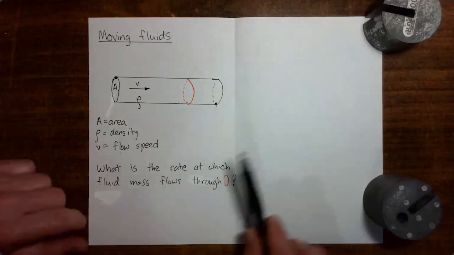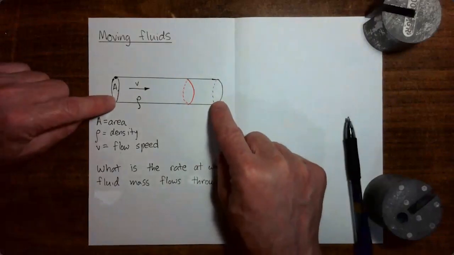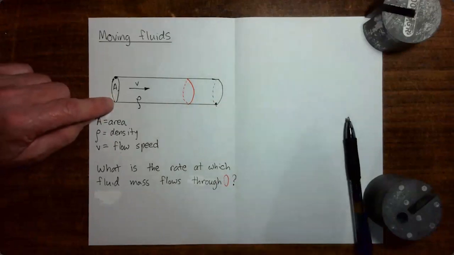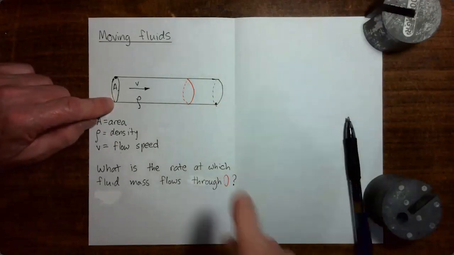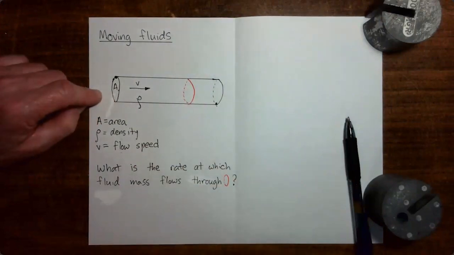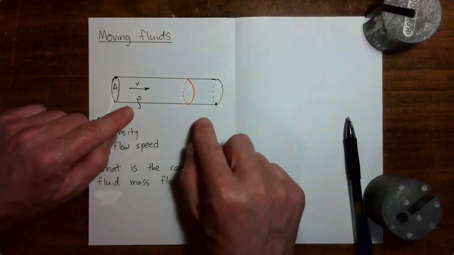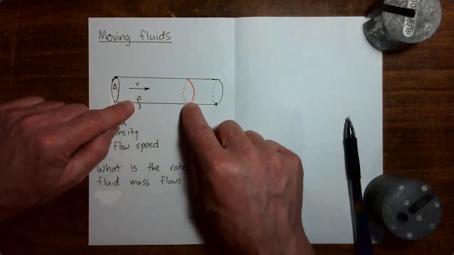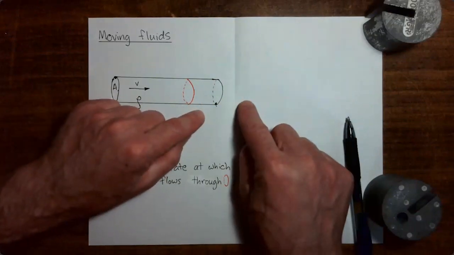Let's put this another way. Just imagine that we have some pipe through which a fluid is flowing, and imagine that you take a red marker or a red paint and just mark a circle on the outside of that pipe. We want to know what is the rate at which fluid mass moves from the left side of that circle to the right side of the circle.